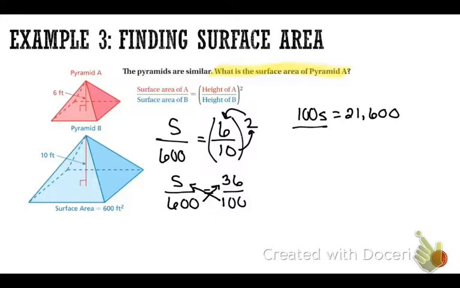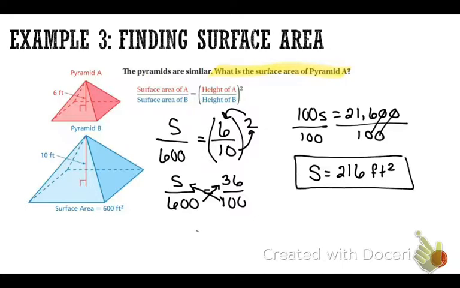So I can divide both sides by 100. Do not use your calculator to do this part of the division. You don't need it. To divide a number by 100 means that you move the decimal left 2 places. So what is the surface area of pyramid A? 216. Make sure you label feet squared. It's all about proportions. If you can set up your proportion, you're good to go.